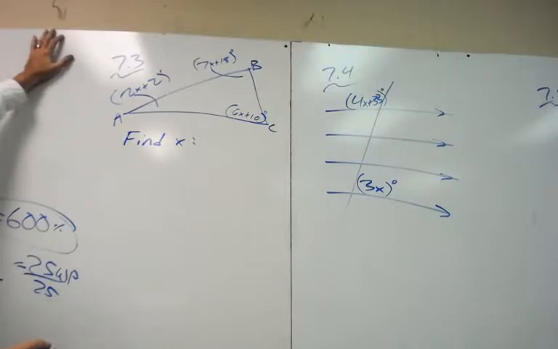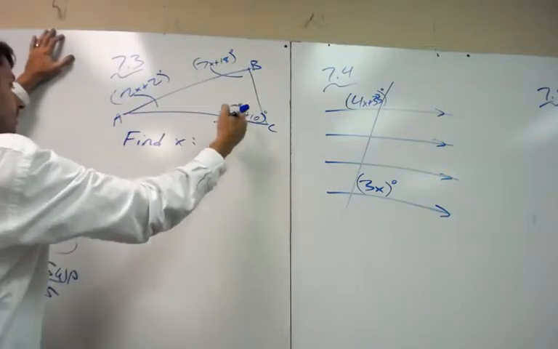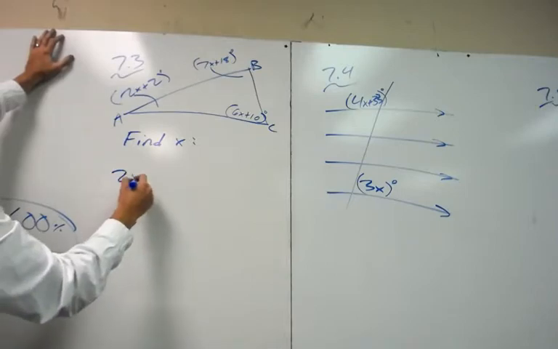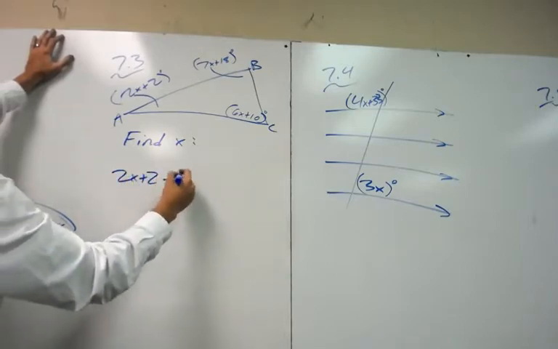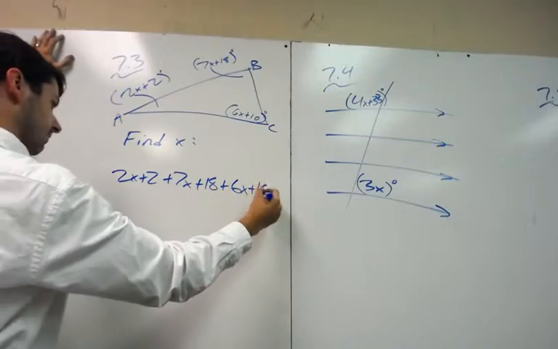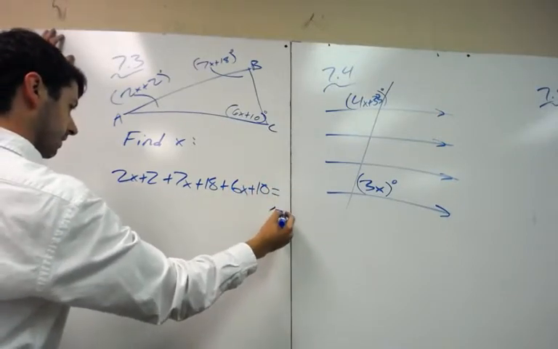But how we're going to solve this is by using the triangle sum theorem. Triangle sum theorem, all three angles add up to be 180. So that would be 2x plus 2 plus 7x plus 18 plus 6x plus 10 equals 180.